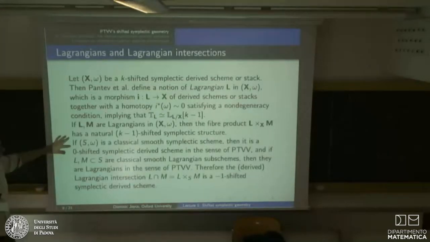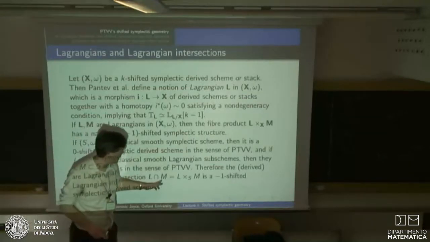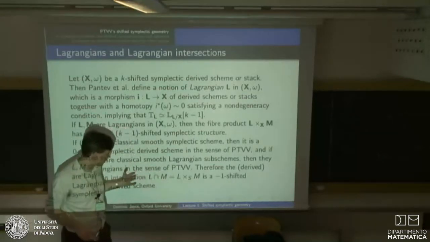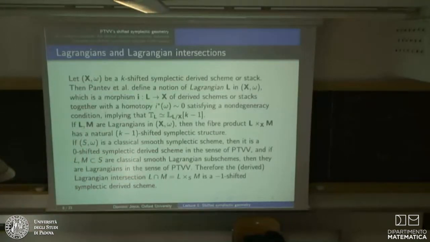Okay, so if S, omega is a classical smooth symplectic scheme, then it is a naught shifted symplectic derived scheme in the sense of PTVV. And if you have classical smooth Lagrangian subschemes, then they are Lagrangians in the PTVV sense. And therefore, the Lagrangian intersection L ∩ M in S, as a derived intersection or fiber product, is a minus one shifted symplectic derived scheme. Yeah?